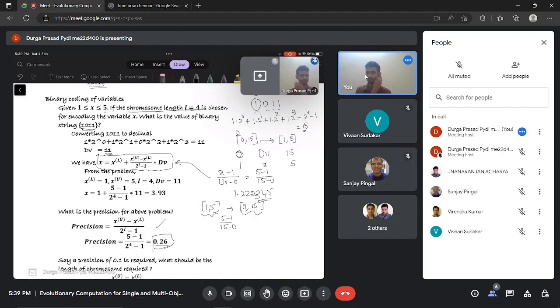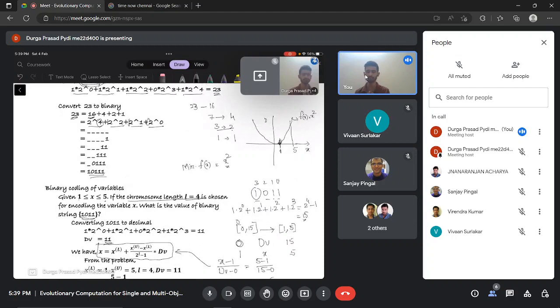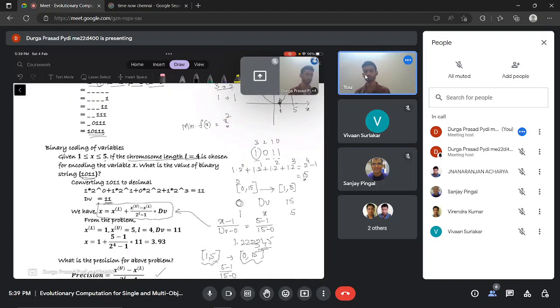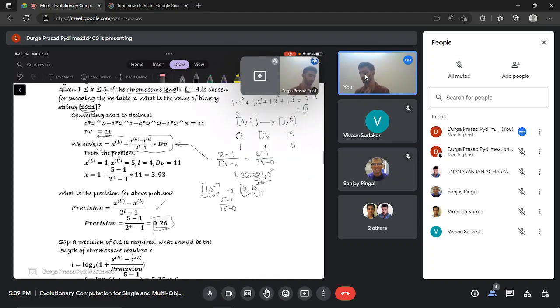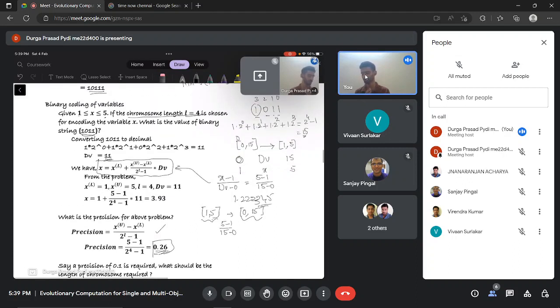this again brings up your problem of discrete space. You are essentially using a real variable. Like for the previous case, you have a real variable, f of x equal to x square, which is a real function. But when you use a chromosomal length of 4, you are limiting it to this particular space of 0.26. So now your values will be like 1, 1.26, 1.52 and so on. If your solution is something in between these two, you will never know the actual value. You will come up with either this or this as a solution. This is something like discretizing your space.